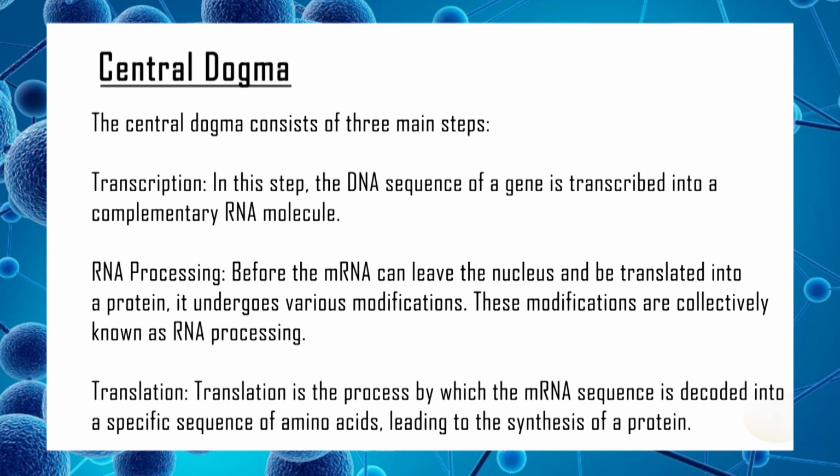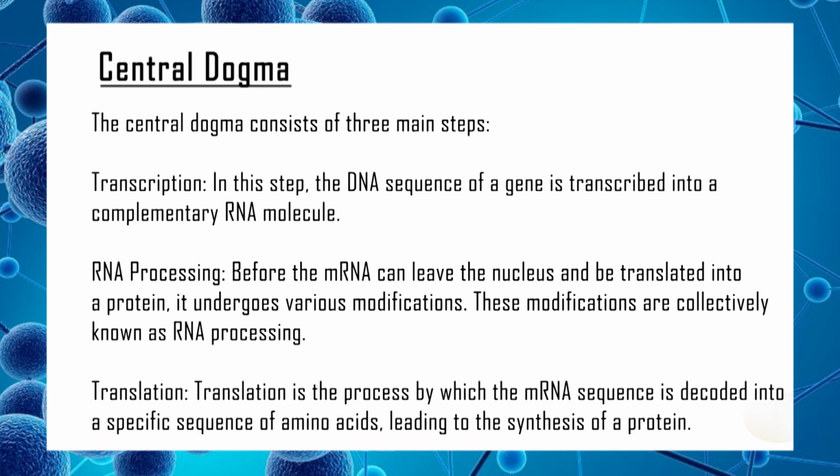The second is RNA processing. Before the mRNA can leave the nucleus and be translated into a protein, it undergoes various modifications. These modifications include the addition of a protective cap and poly A tail and the removal of intervening sequences called introns, and are collectively known as RNA processing. This ensures that the mRNA is stable and can be properly recognized by the cellular machinery responsible for translation.